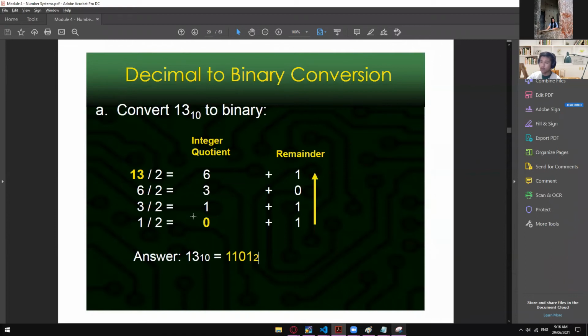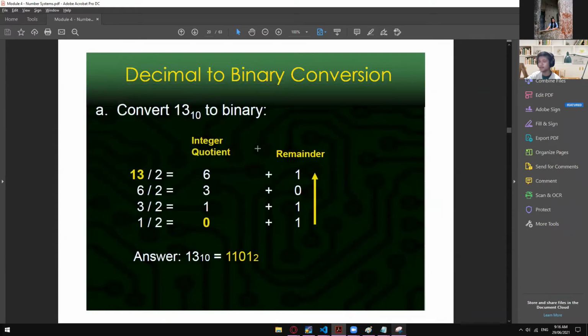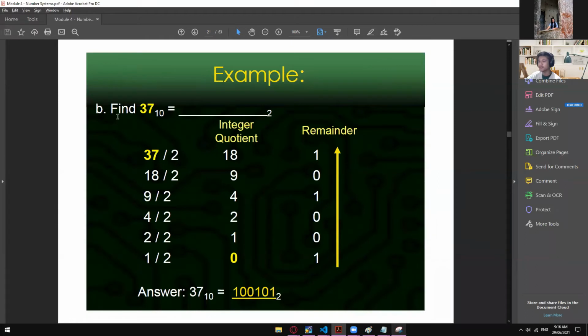So another one. Again, you will only stop once you've reached a value of 0 in the integer quotient. After that, whatever you have in the remainder is now your final answer. That's pretty much it for letter A. Let's have more examples, letter B: 37 base 10 to binary. So still binary, our divisor is still 2.